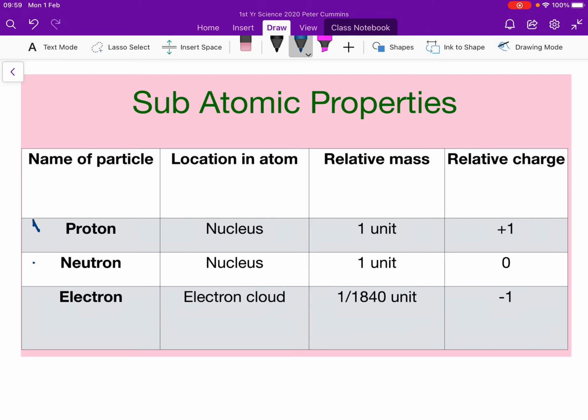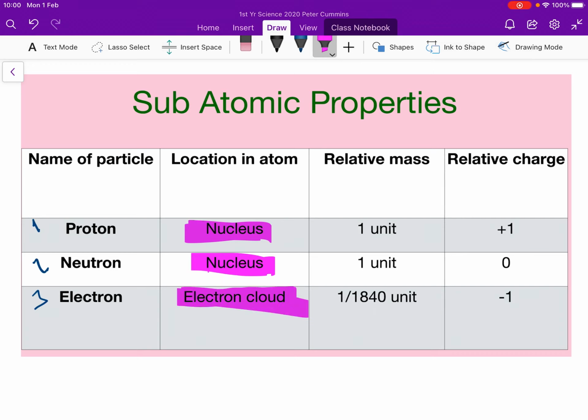And here are the 3 subatomic particles. Again, we have the proton, the neutron, and the electron. We saw on the diagram that the proton and the neutron are in the nucleus, and the electrons are whizzing around the outside in electron clouds. The mass we just spoke about: the mass of a proton is 1 AMU, and the neutron is also 1 AMU.